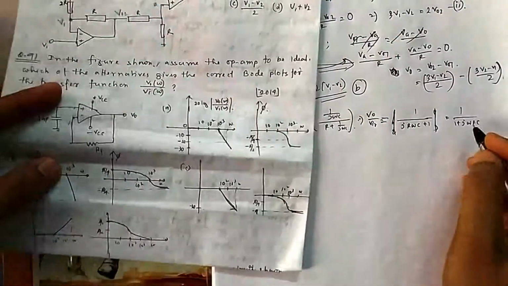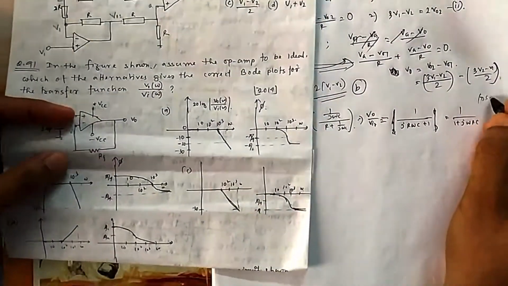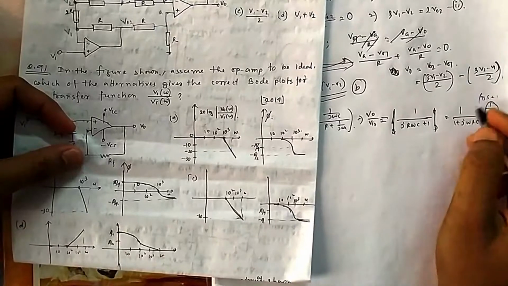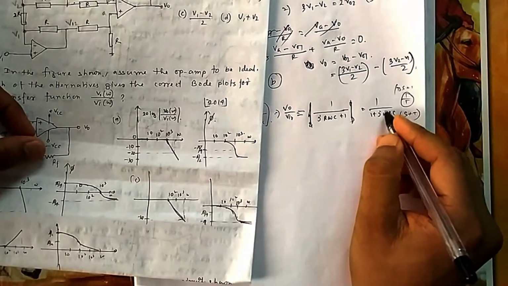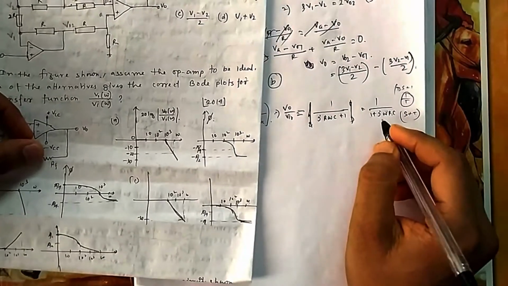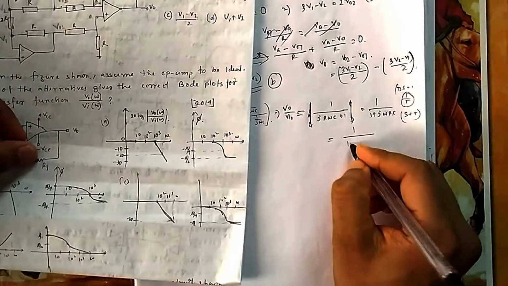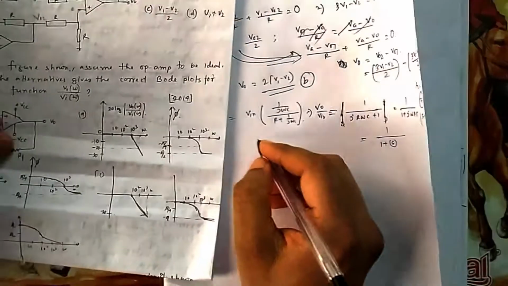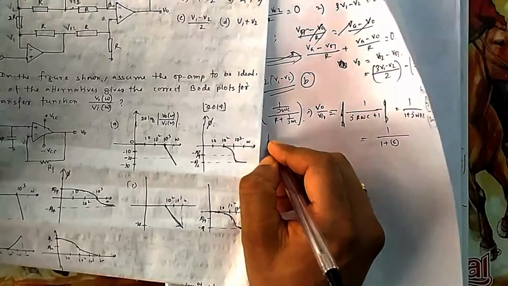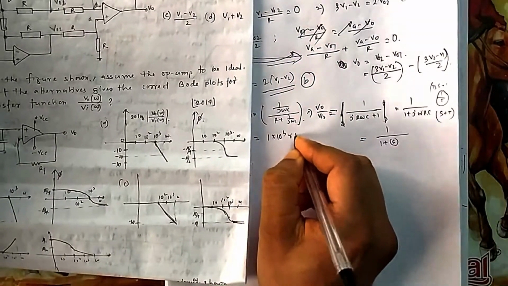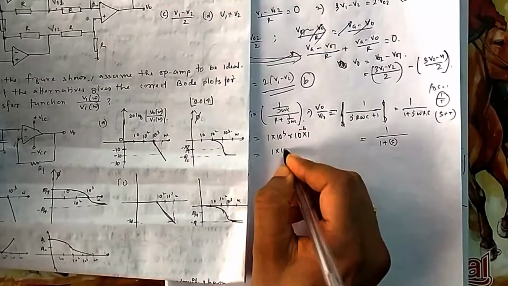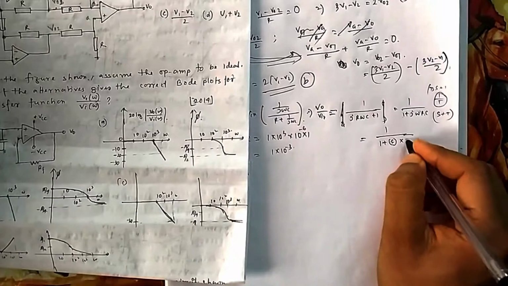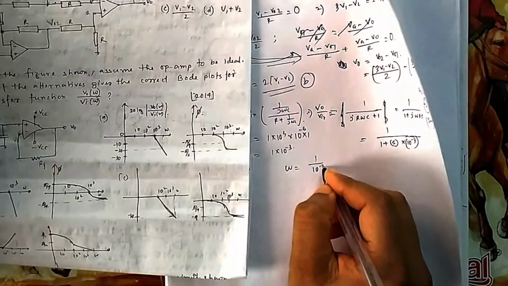We can write it as Ts plus 1, and 1 by T will give you the corner frequency, or you can write it in s plus 1/T format also. So 1 plus, suppose this is s, then what is RC here? R is given as 1 into 10 to the power 3, C is 1 into 10 to the power minus 6. So RC will be 10 to the power minus 3. So what will be your corner frequency? 1 by 10 to the power minus 3, that is 10 cube.